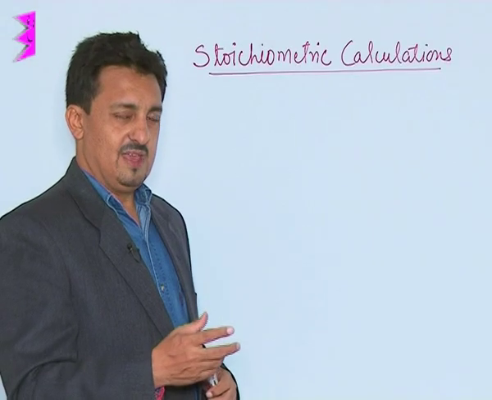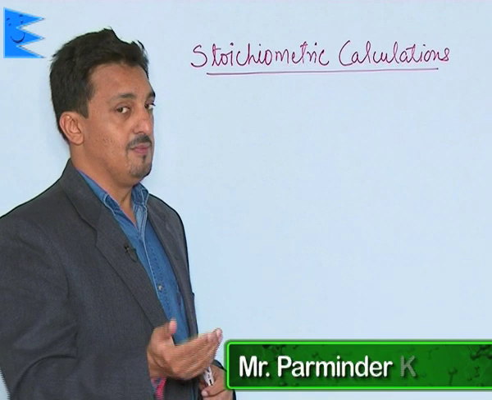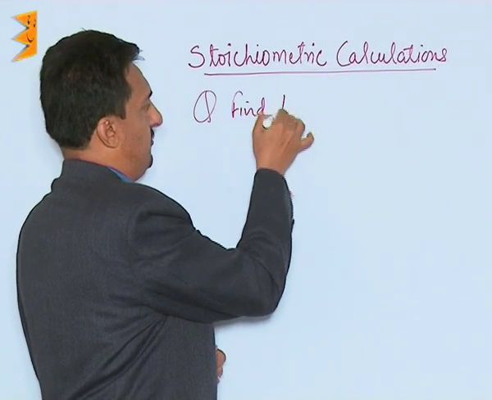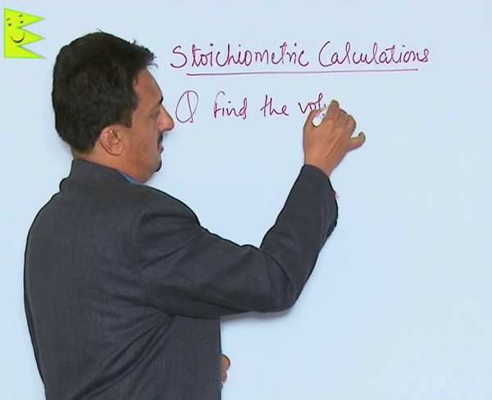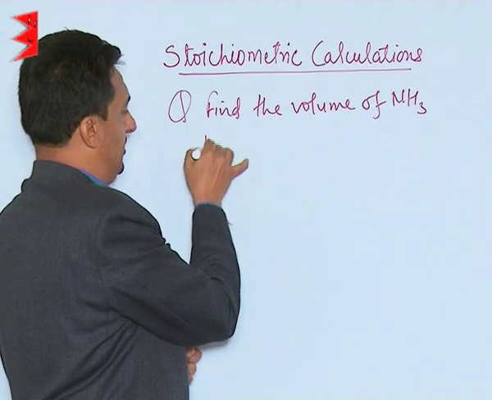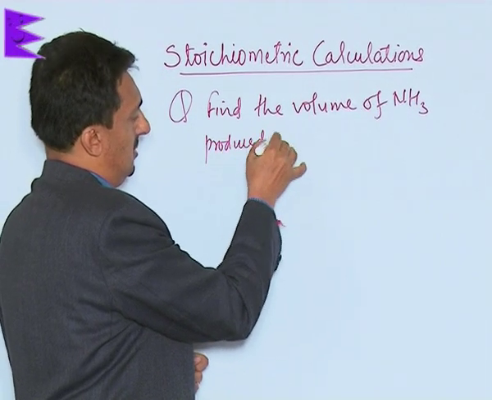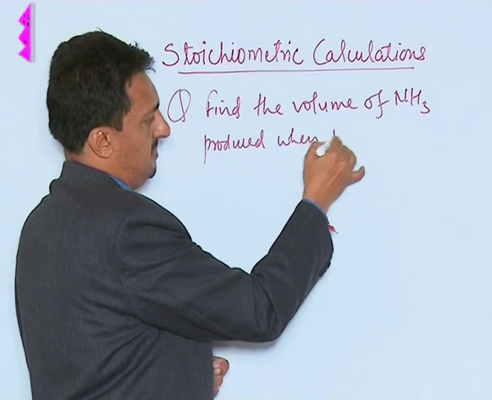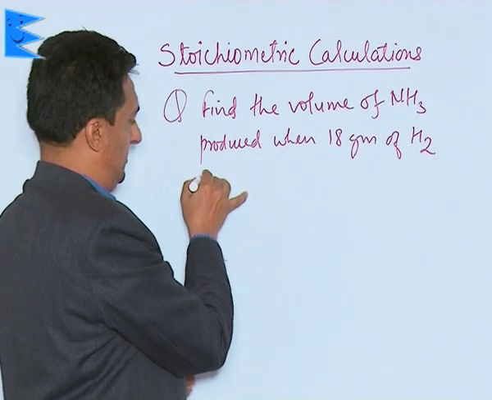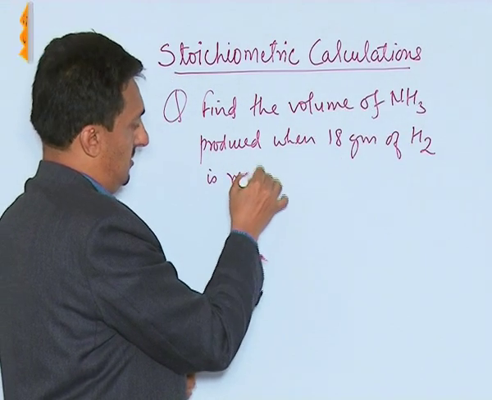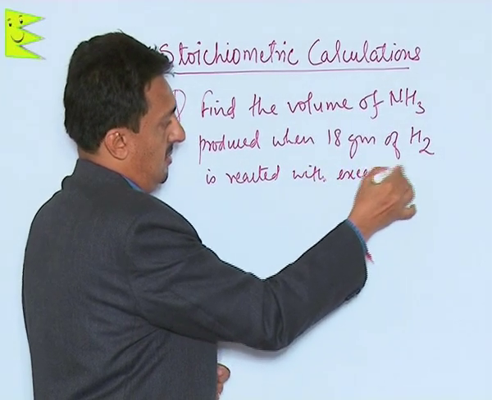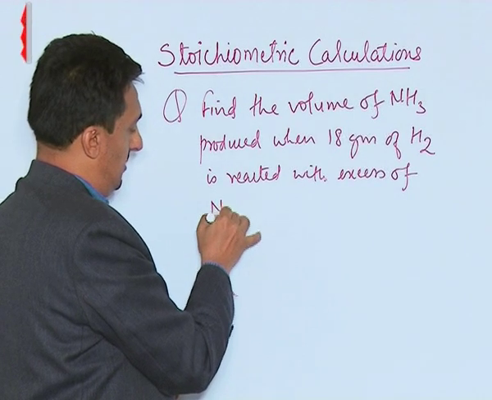Let us now do one more numerical in order to understand the mass-volume relationship. The numerical is: find the volume of ammonia produced when 18 grams of hydrogen is reacted with excess of nitrogen.